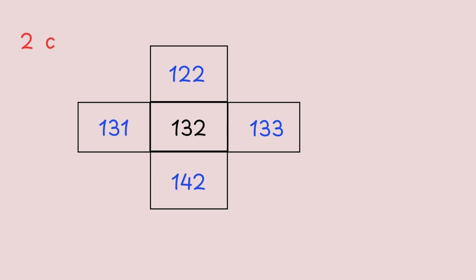Now, let's look at our vertical column. Remember, jumping up or down changes the tens place. If we take a jump up, we subtract 10. What is 132 minus 10? It's 122. And if we take a jump down, we add 10. 132 plus 10 gives us 142.